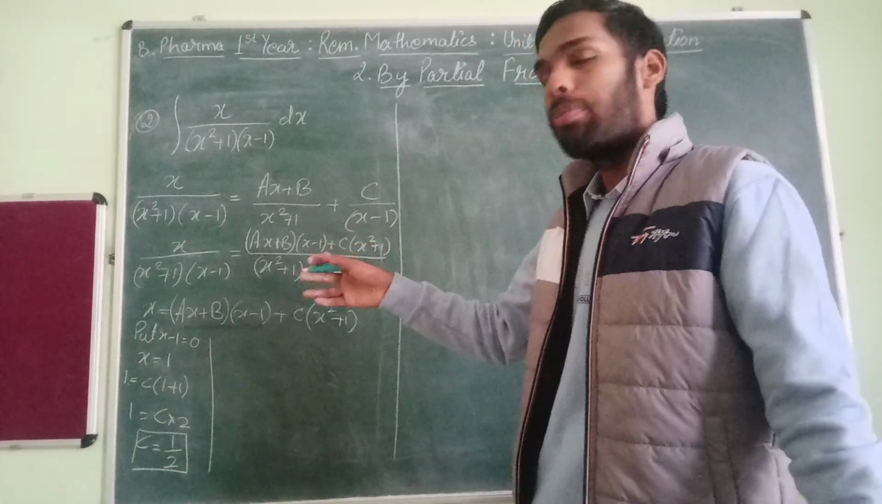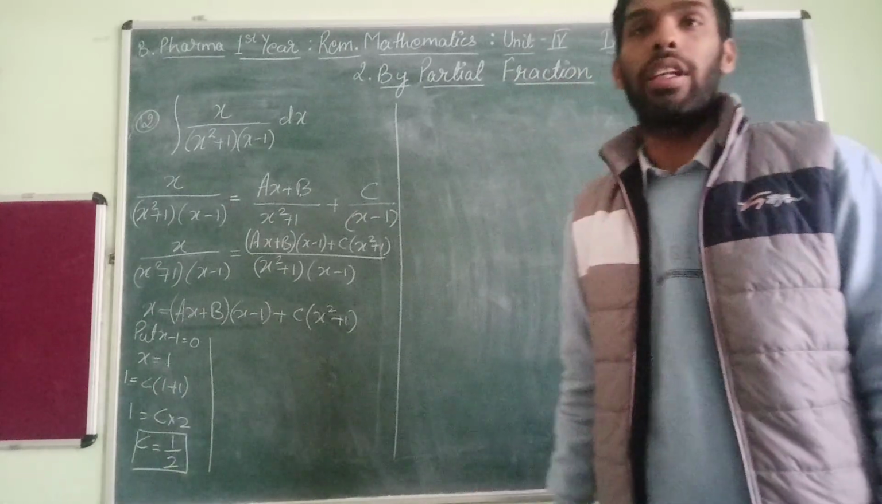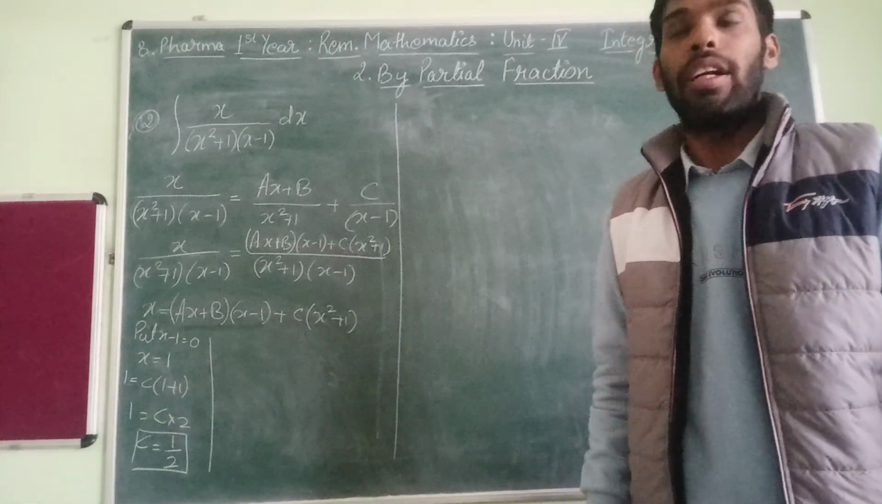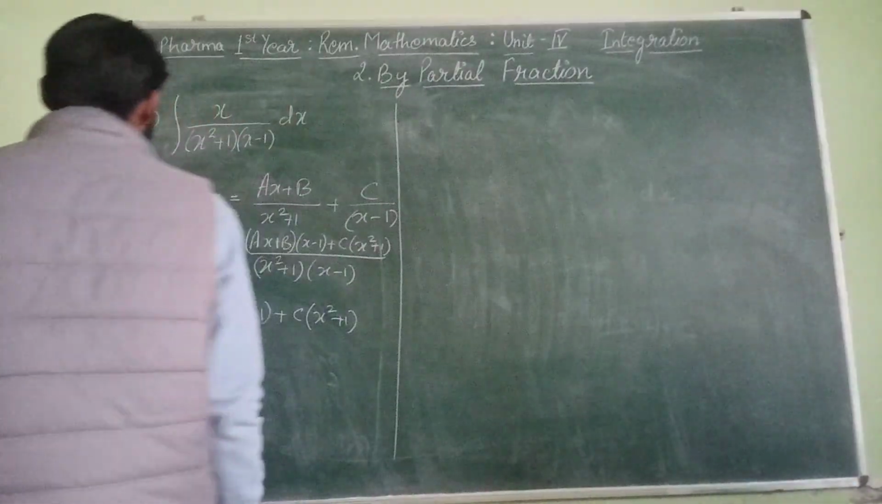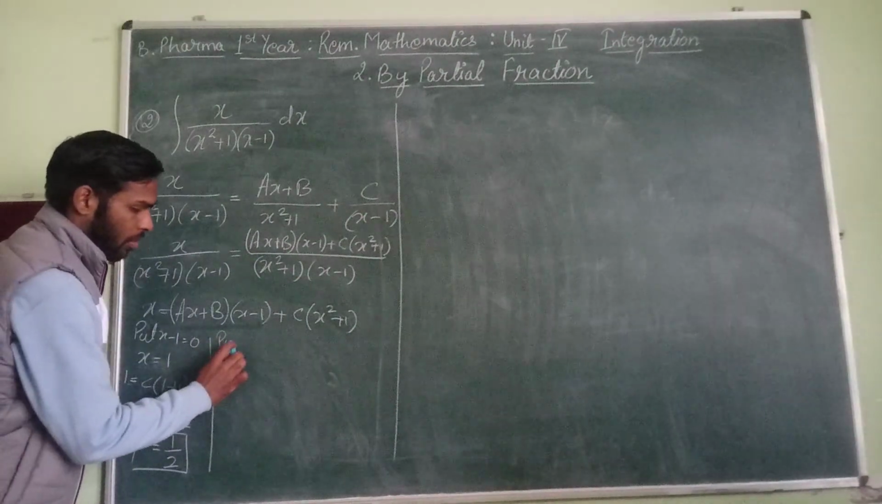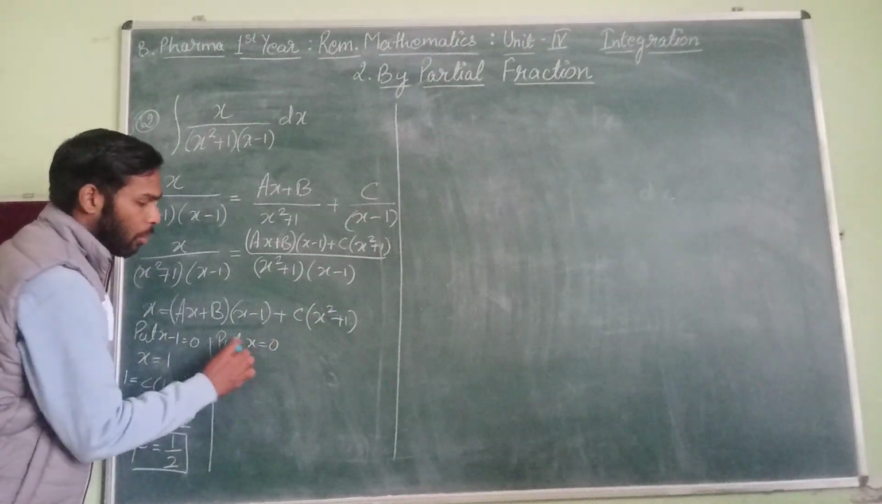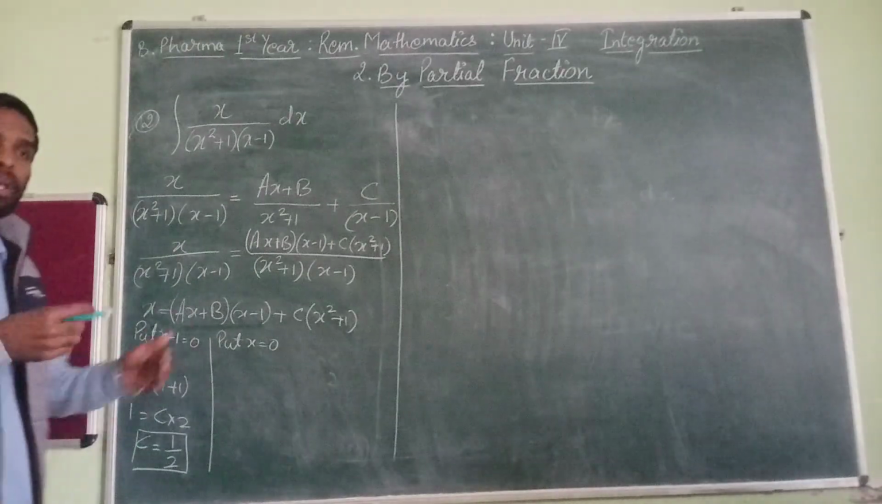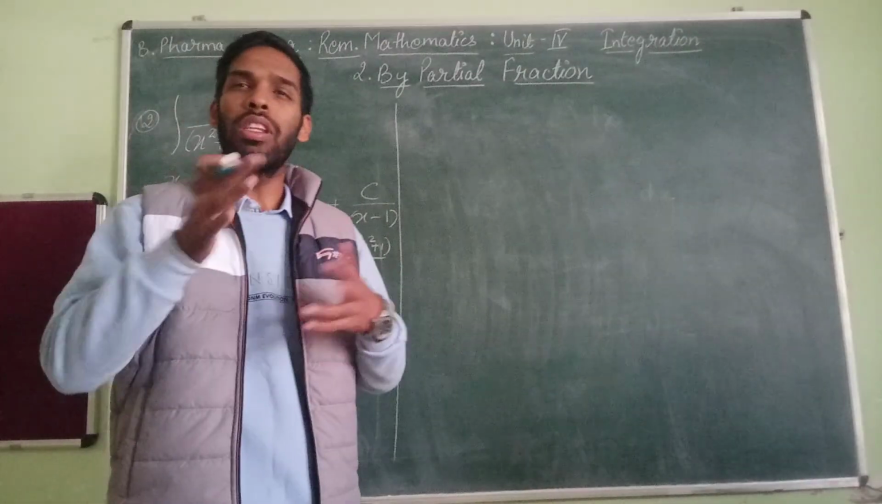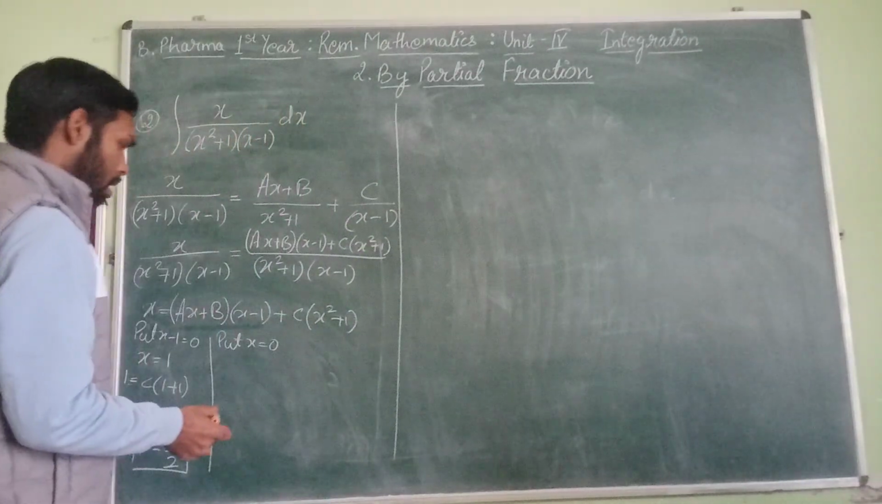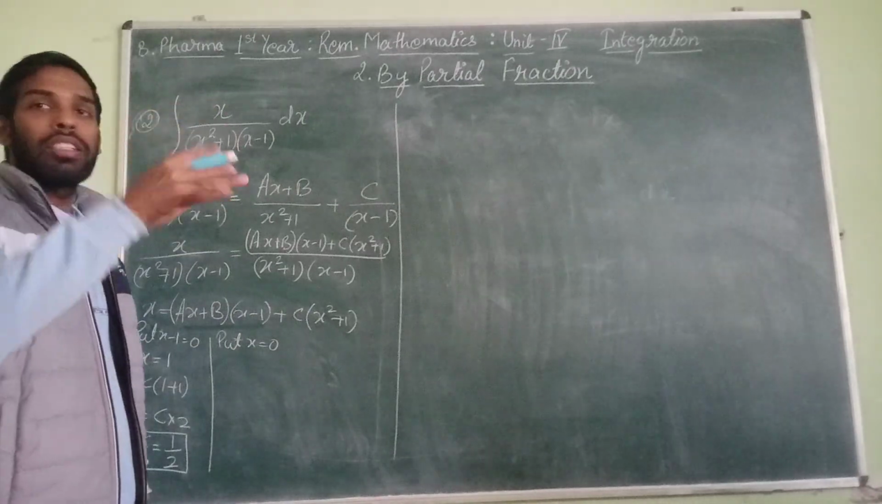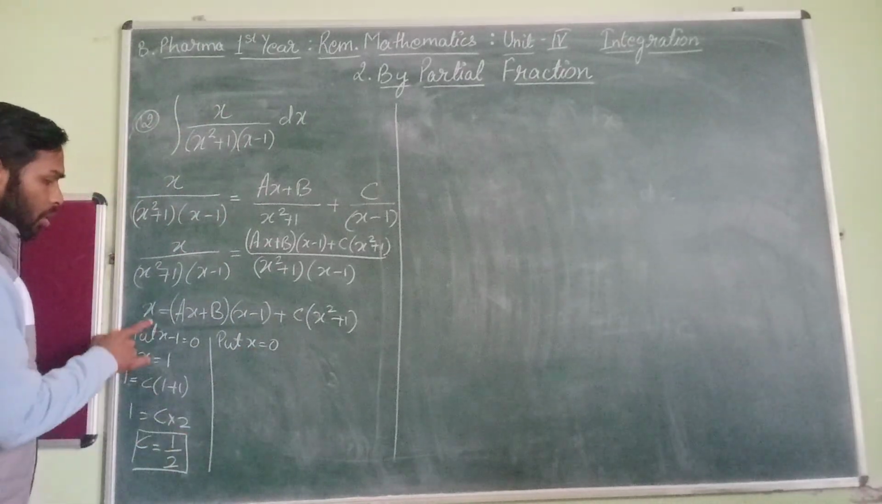Now we have put 1, so let us put some other value of x. Let us say 0. Let us say put x equals to 0. In the next step we can put x equals to minus 1. Put close values like 1, minus 1, 0, 2, minus 2. Don't put so many big values like 10, minus 10. Don't go for that. So x equals to 0.